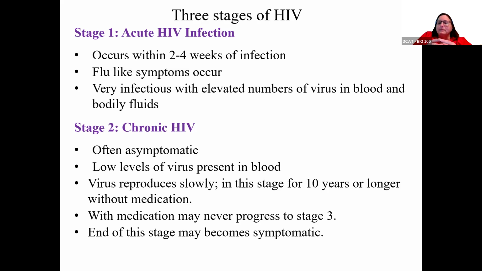So at this point, HIV is taking over our CD4 cells, okay? And they're reproducing very, very rapidly because our immune system hasn't started to attack it yet. Once the immune system realizes what's going on, then it's going to start suppressing the making of the viruses, okay? This is where we get into stage 2, which is the chronic HIV stage. In this stage, they're often asymptomatic.